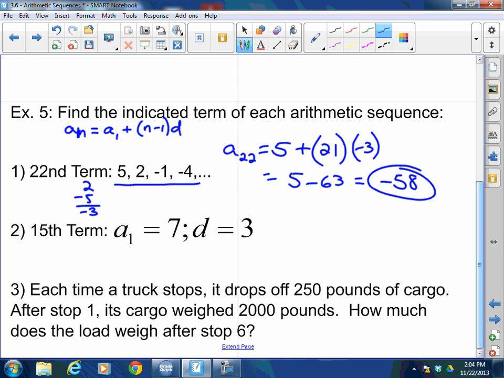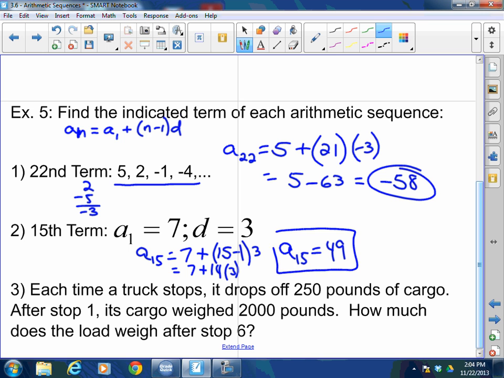Does that make sense? Sometimes, especially on the SAT, they just want to make sure you know the formula. So they give it to you Mickey Mouse style. They want the 15th term, but they give you A1 and the D. Well, in that case, the value of my 15th term equals 7 plus N, which is 15 minus 1, times D of 3. So that's 7 plus 14 times 3. 3 times 14 is 42 plus 7 is 49. So the value of my 15th term is 49.